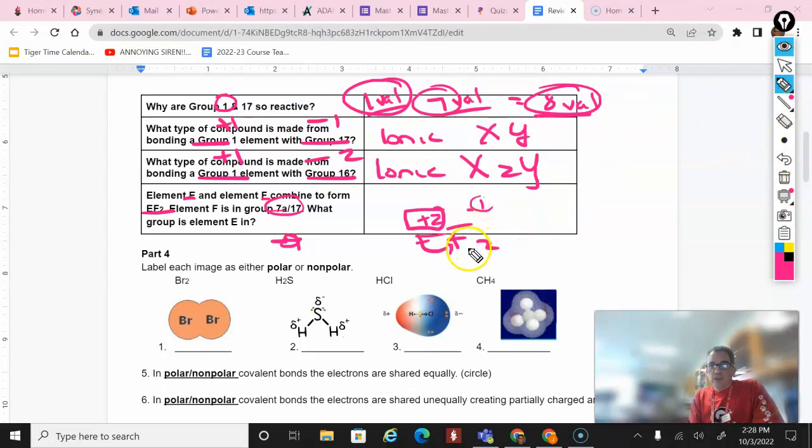So again, what I was saying is that if I know that there's a 2 here, and I know this is in group 17, I'm going to have -1. So if I switch those up, we're going to get that 1 there.